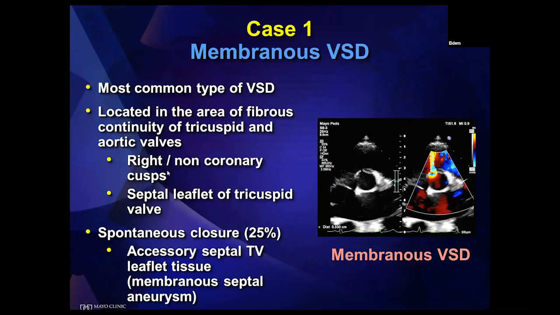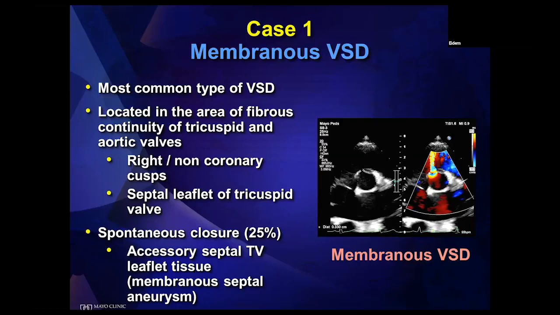So this is a membranous ventricular septal defect, which is the most common type of VSD. It's located in the area of the fibrous continuity between the tricuspid valve and the aortic valve, usually in the region of the right and non-coronary cusps, as well as the septal leaflet of the tricuspid valve, which we saw in our example.